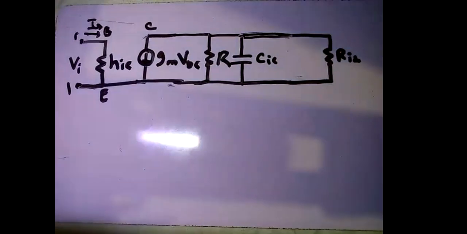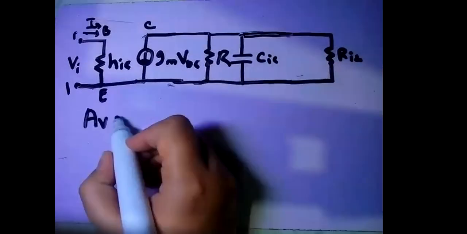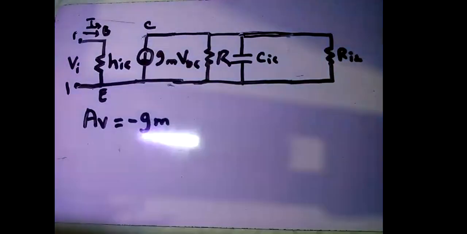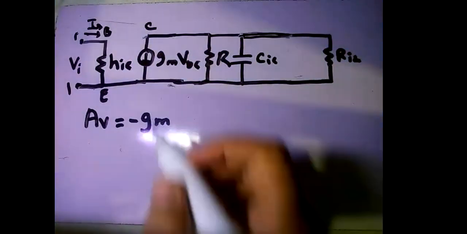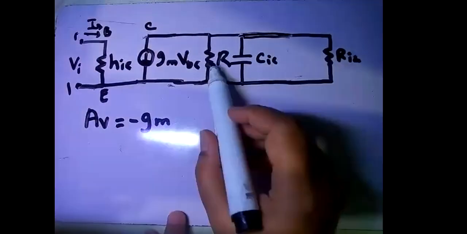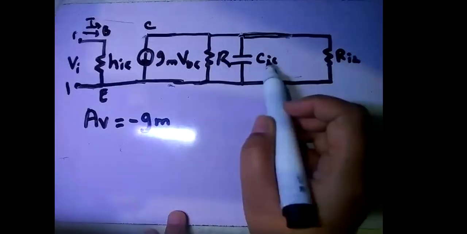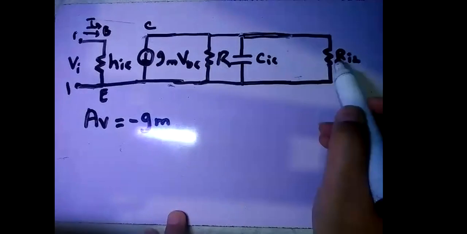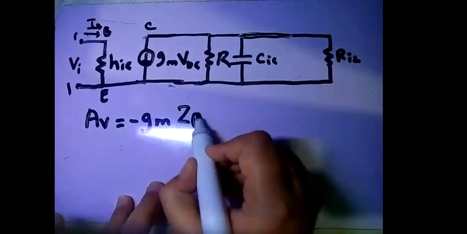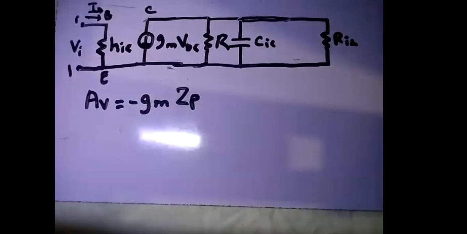Now we have to measure. What do we have to measure? We have to measure the gain. The gain is equal to GM, that is transconductance, into the resistance. The resistance here is R, the reactance of the internal capacitance, and this resistance RI2. So the combined effect of all of these, we will denote by the impedance.